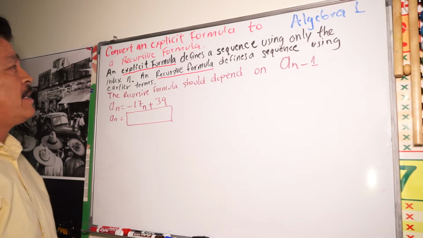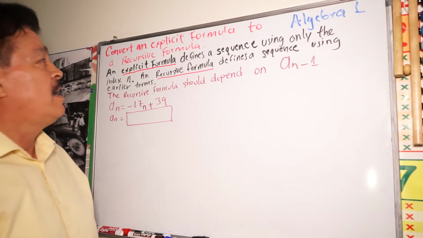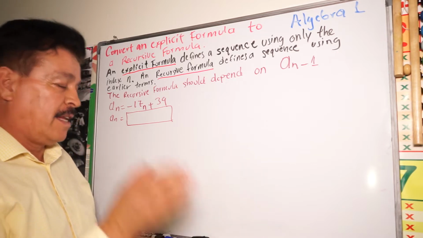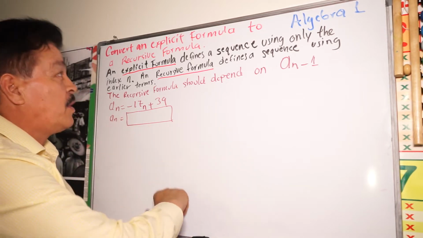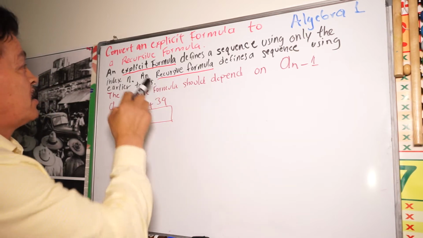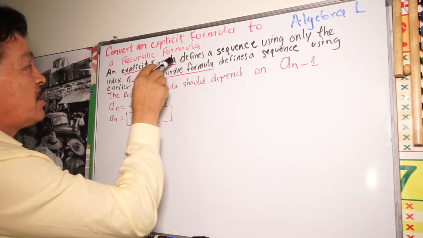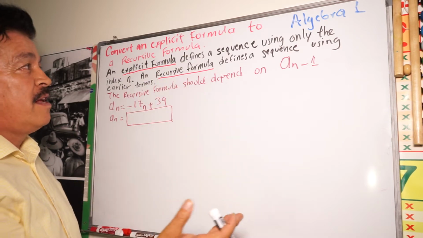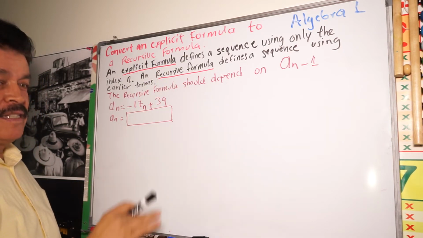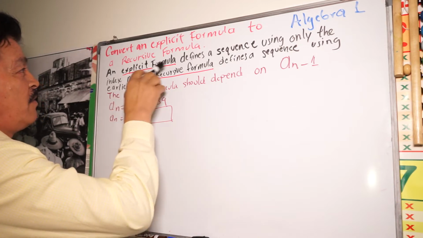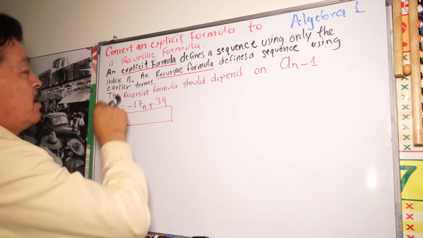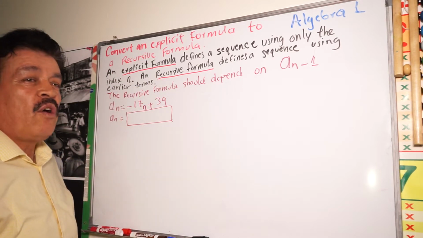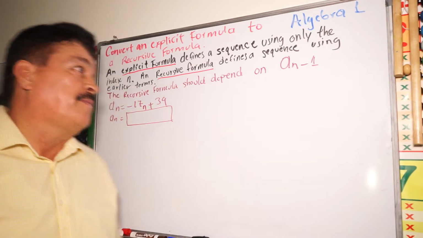Today's topic is converting an explicit formula to a recursive formula. Last time we did the inverse: we worked with the recursive formula to convert to an explicit formula. Today is the inverse, so we are going to find the recursive formula starting with the explicit formula. This topic belongs to Algebra 1.